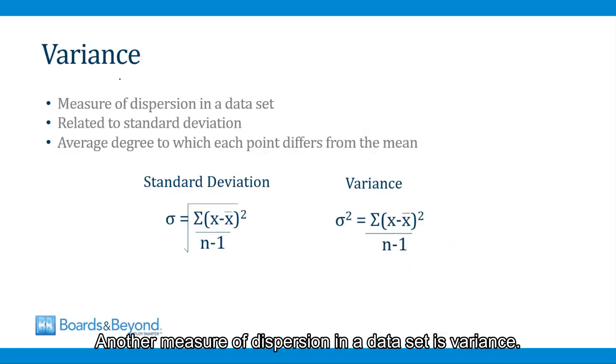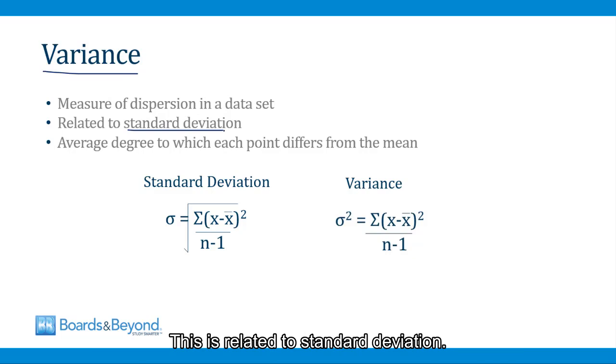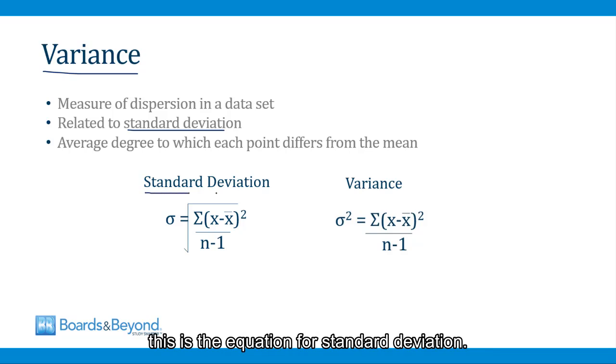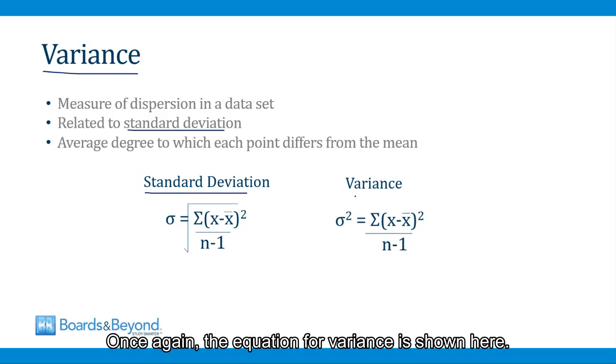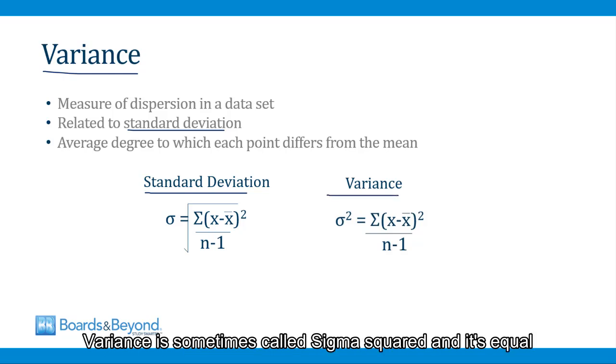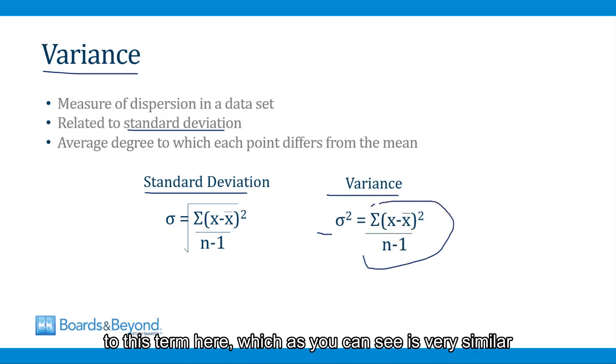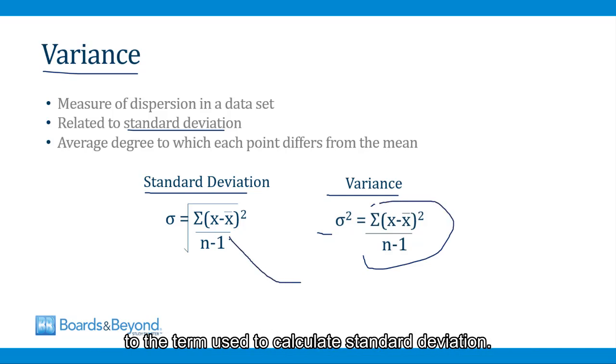Another measure of dispersion in a data set is variance. This is related to standard deviation. The variance represents the average degree to which each data point differs from the mean. If you look on the screen here, this is the equation for standard deviation once again. The equation for variance is shown here. Variance is sometimes called sigma squared, and it's equal to this term here, which as you can see is very similar to the term used to calculate standard deviation.